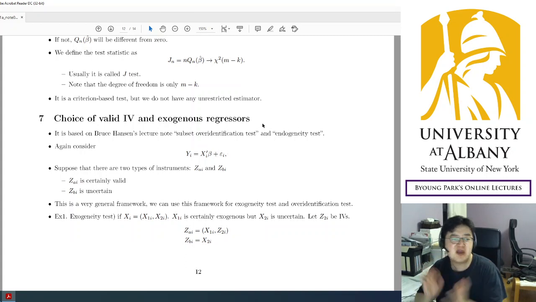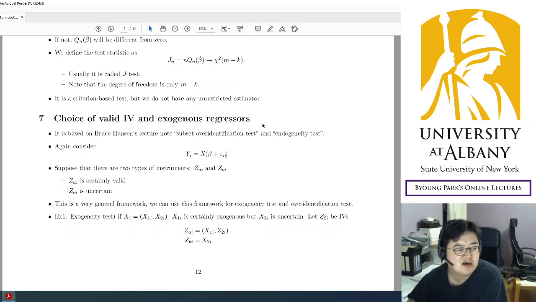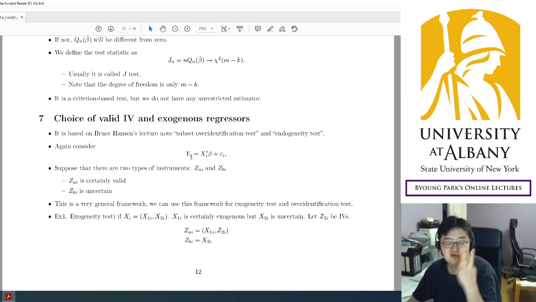So there are many different names. I don't know what is what. But the idea, I'm just teaching you the idea. So some of the regressors are endogenous, and now we also classify the excluded instruments into two cases, two types.